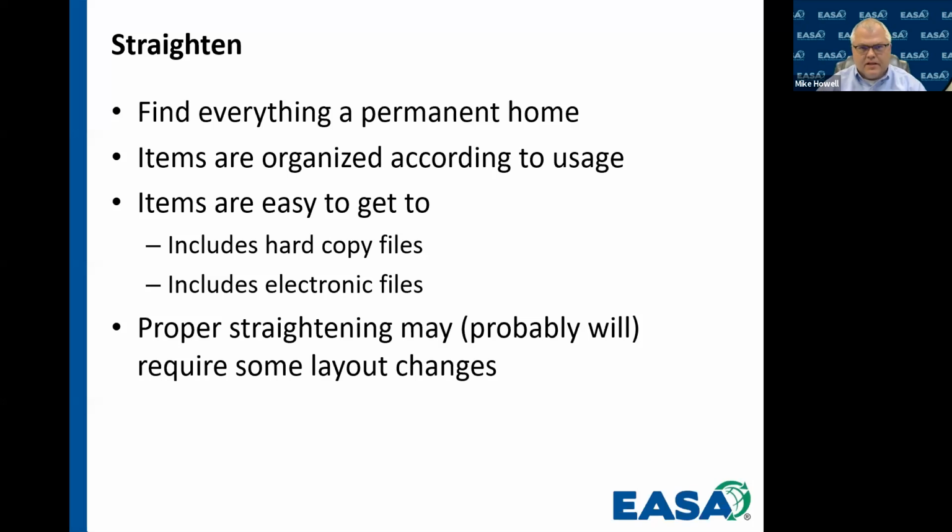We're also going to make items easy to get to, and that includes not only our tools and parts and materials, but hard copy files, electronic files. So if we're thinking of applying this in our administrative areas or filing areas, we want everything indexed appropriately in some fashion by job number or manufacturer or horsepower, whatever we use to retrieve information. And the same thing goes with electronic files. So not just the physical things we see in front of us.